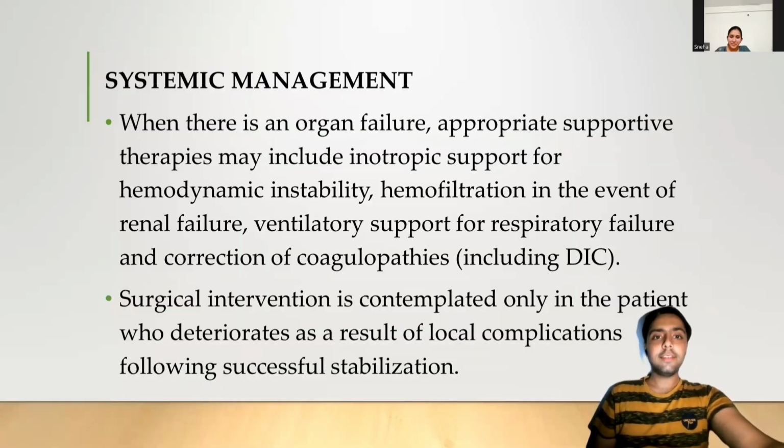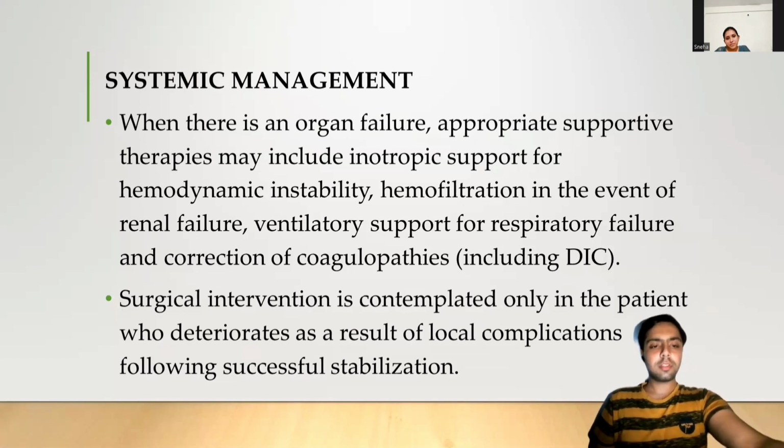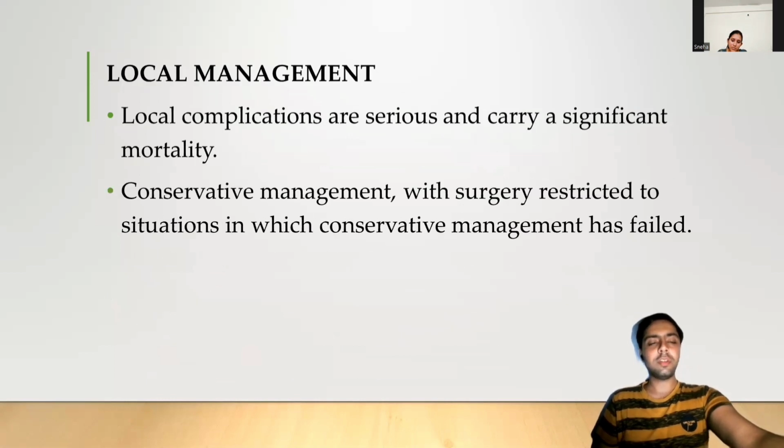Then we have the systemic management. If there is an organ failure, we have to give supportive therapies. If there is a renal failure, we have to do dialysis and all that, ventilatory support. So basically, in systemic management, we have to give supportive therapies. Then we have interventions. Surgical interventions are only needed when there is a result of local complication. If the local complication deteriorates, then only we will do it. Otherwise, we don't do the surgery at this stage. We will just manage the patient and stabilize. Then we can think of any surgery.